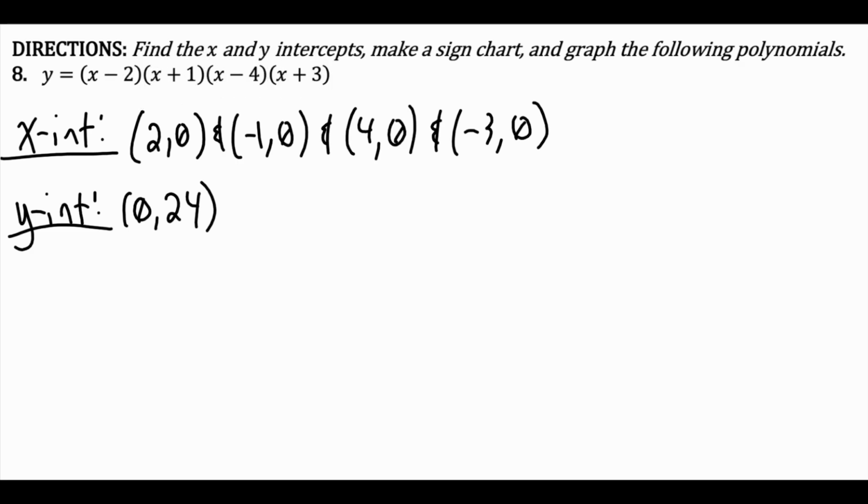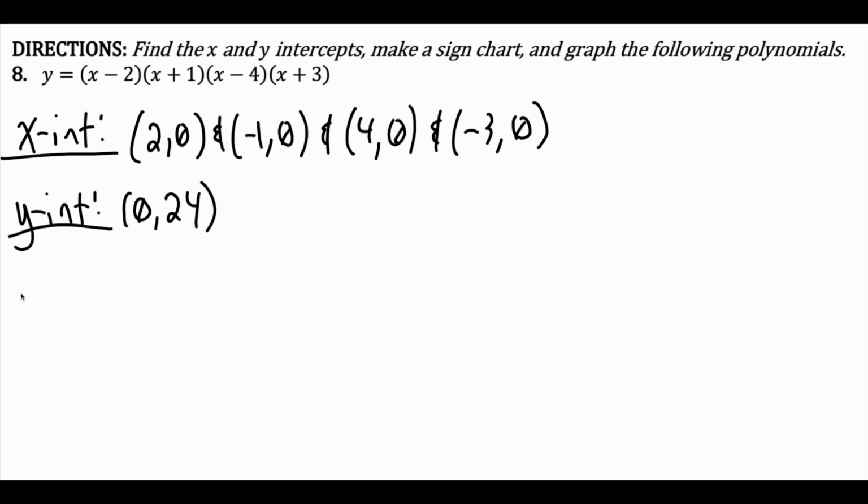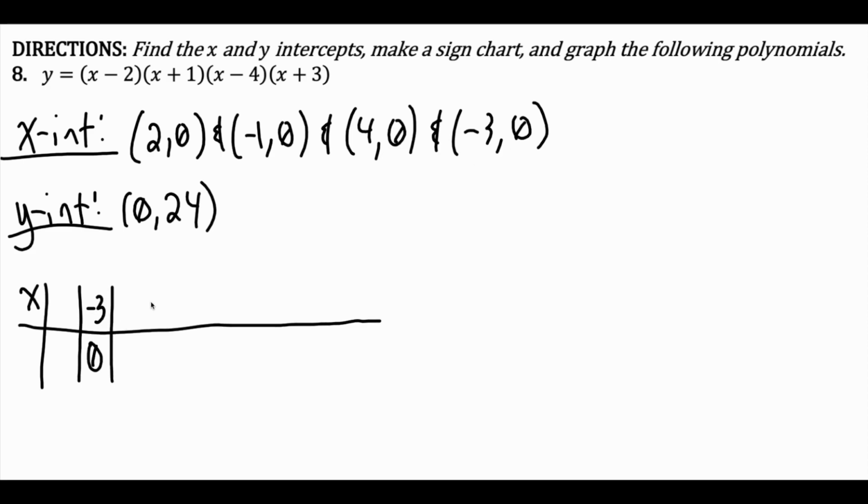All right, so now my sign chart. Let's go into my sign chart here. We have x. We're going to have some values. I'll just stretch it over here. Start with a blank space. Smallest number is -3. That's going to give me a 0. Leave a space. Then I've got a -1, which will give me a 0 again. Leave a space. Then I've got a 2, which will give me 0. Leave a space. Then I've got a 4, which will also give me 0.